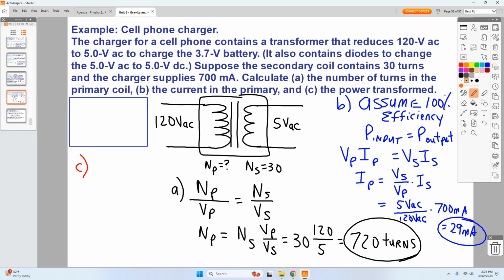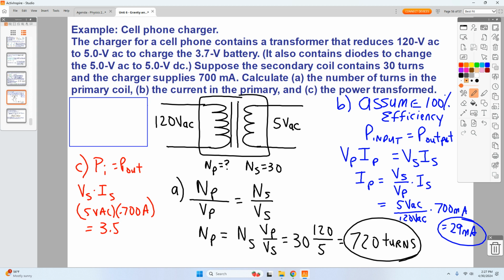3.5, whatever that was. Since the powers are the same, P input is equal to P output. What did you calculate there? Did you use I and V? Did you do V sub P, I sub P, or V sub S, I sub S? Which one did you do? I think I did S. Okay, so you did the voltage on the secondary multiplied by the current on the secondary, which would be 5 volts AC multiplied by 700 milliamps, I'm going to say 0.7 amps. And when you go through and do that, you get 3.5 volt amps.